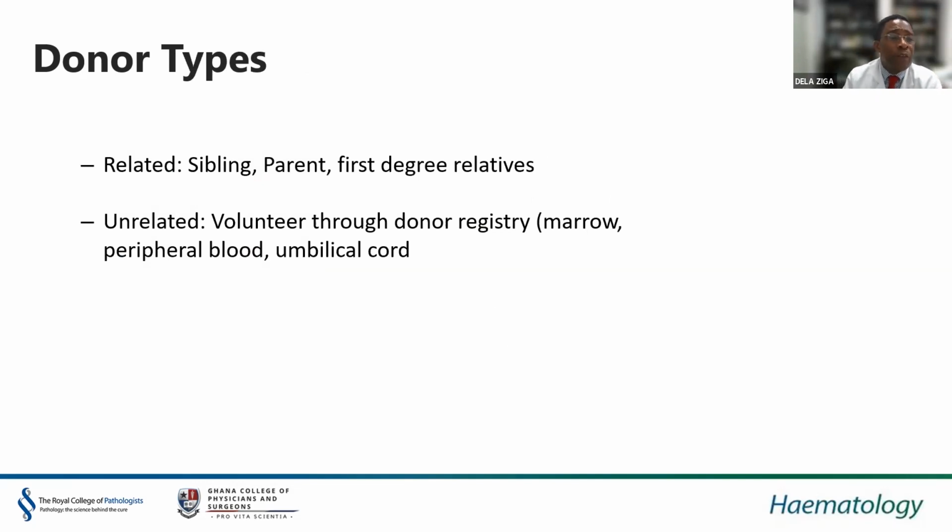Donor types can be from a related donor or unrelated, which typically is from the volunteers that are registered in the donor pool. And from the donor registry, the source can be bone marrow, peripheral blood, or umbilical cord.